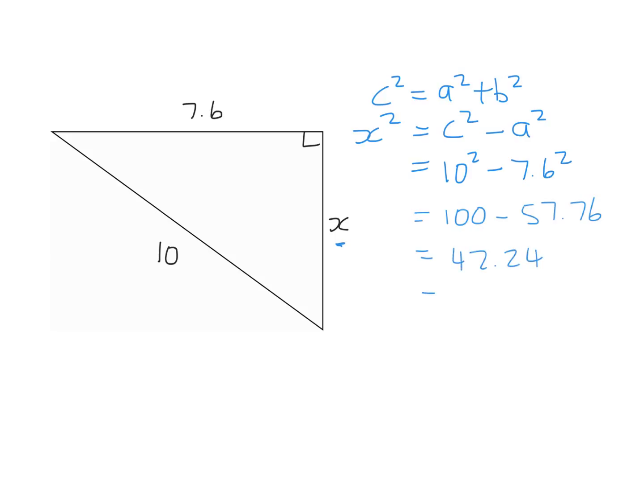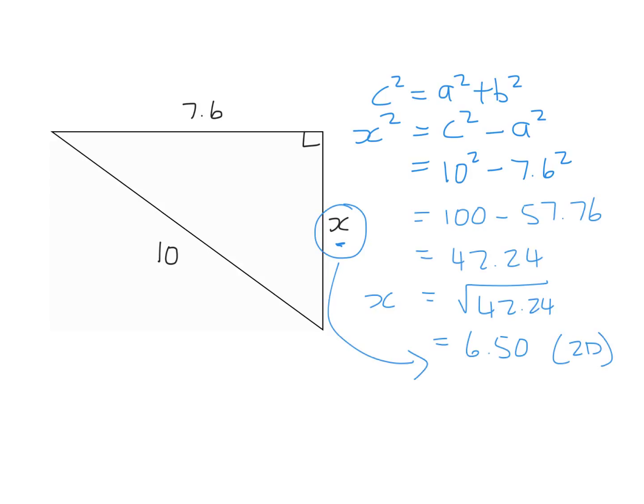So 100 less that amount is going to give me 42.24. And therefore I need to find x. So the square root of 42.24 is going to give me 6.50, and that's correct to 2 decimal places. Alrighty, so x is equal to 6.5 units. Hope you got that right.